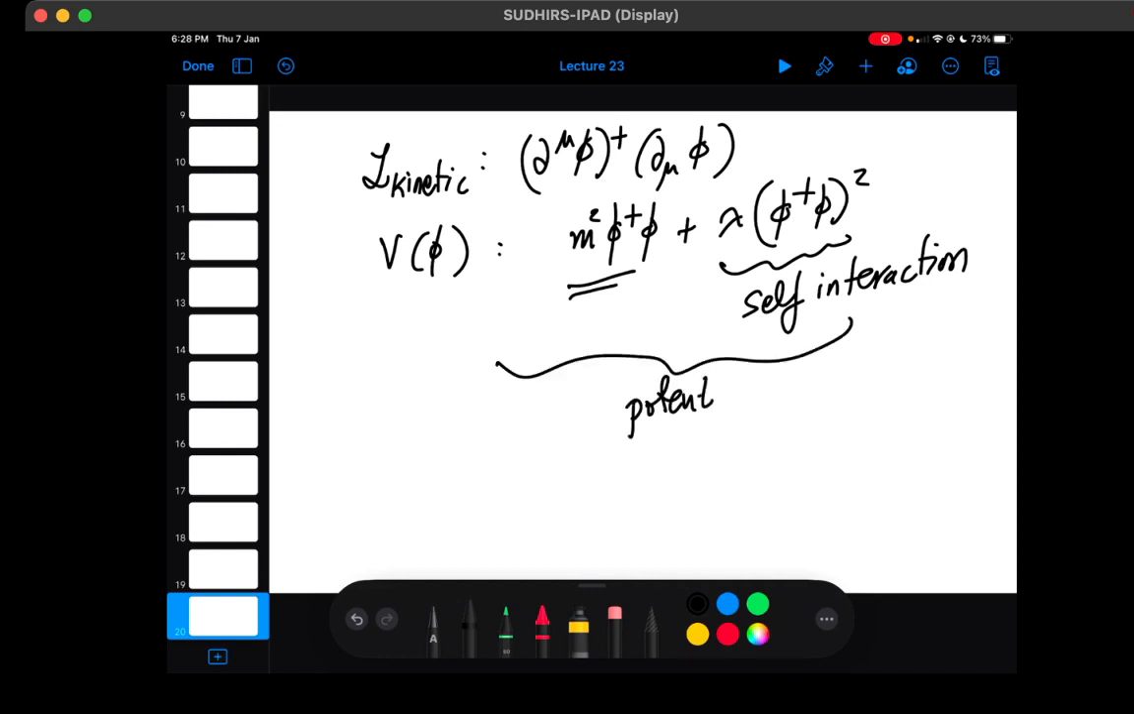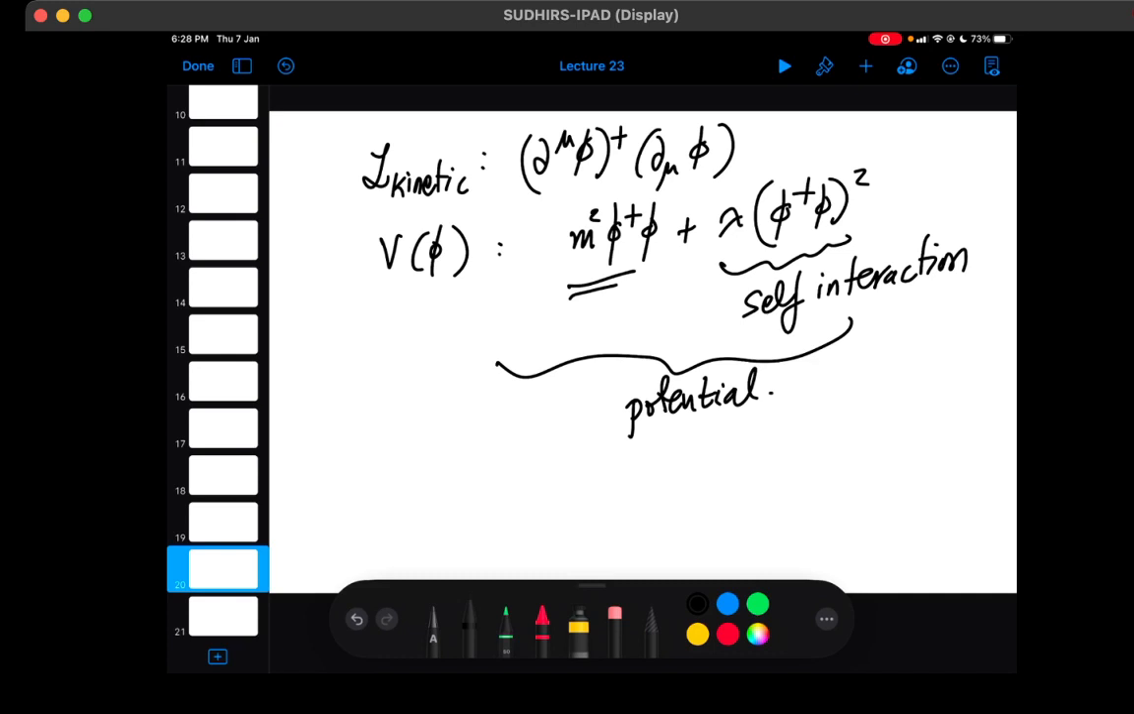Using this potential, we can determine the lowest energy state. Because of the kinetic terms, if the particle is roughly at rest, if it doesn't have enough energy, we can neglect the kinetic terms. Then the lowest energy state would be determined purely by the potential, which is essentially its mass term plus its self interaction. For the vacuum state, you take the momentum zero, and then the lowest energy of the potential would determine the lowest energy state.